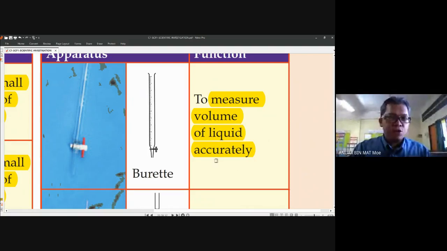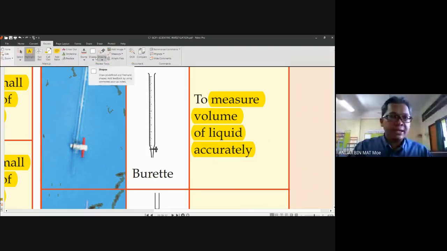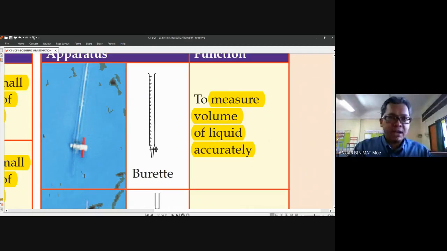So if we need to measure the volume of liquid more accurately than the measuring cylinder, we use the Buret. Again, you must identify the real picture, and this is how you draw the Buret inside your reports. Maybe after the experiment you need to draw the diagram, so these are the diagrams.